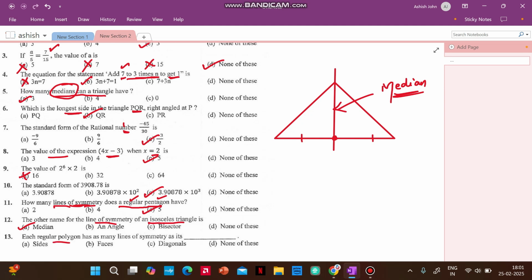Each regular polygon has as many lines of symmetry as its... Regular polygon means a figure in which all sides are equal. A figure in which all sides are equal is called a regular polygon. In a square, four sides are equal, so four lines of symmetry. So whatever the number of sides it has, that many lines of symmetry it will have. So it depends upon its sides. That is option number A, sides.